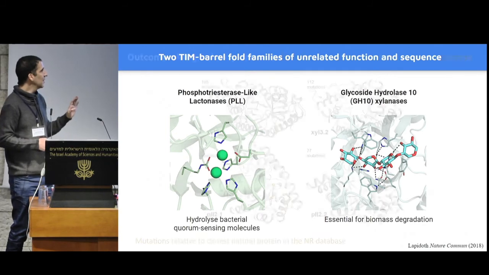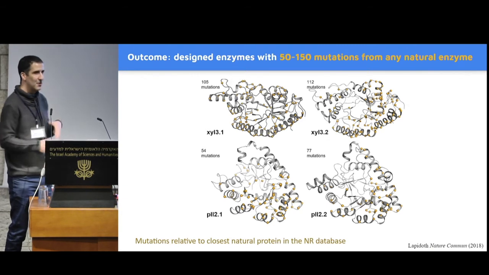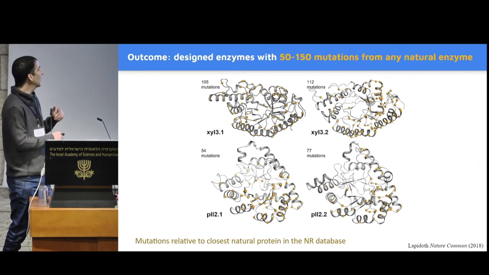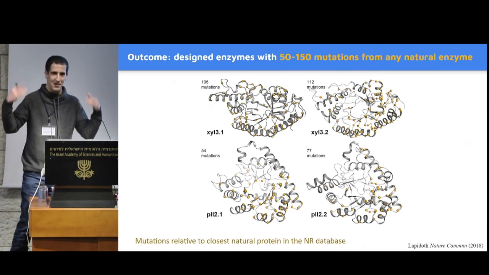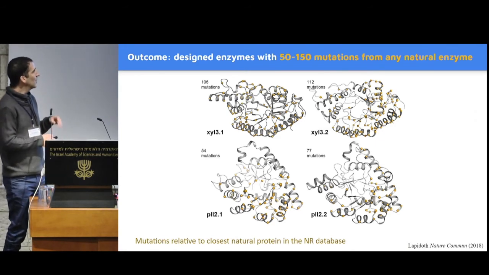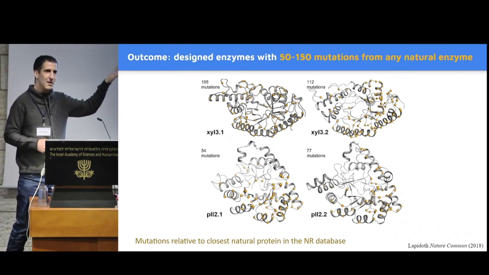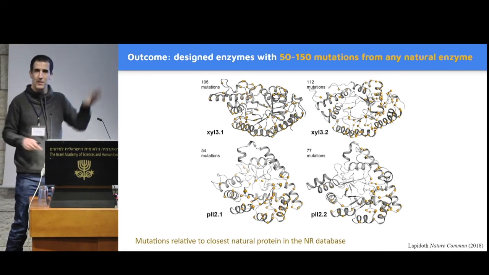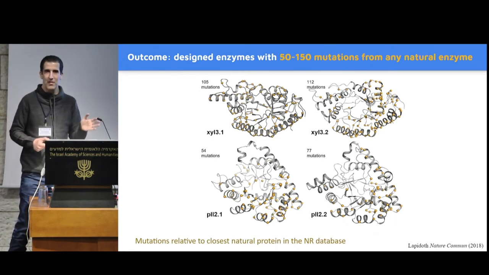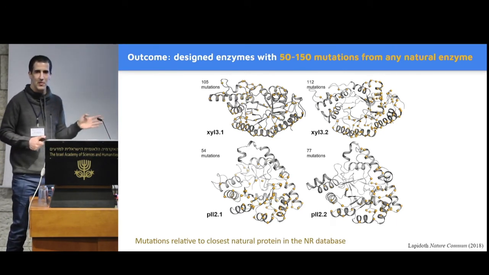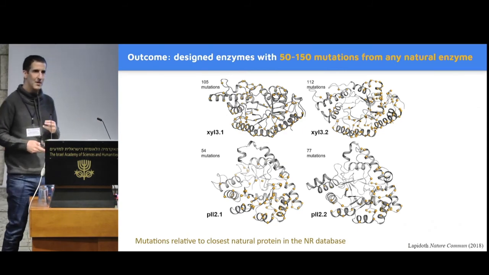If you look at the designs coming out of the design strategy, what you see is that they contain many, many mutations relative to the closest natural homolog, typically 50 to 150 mutations. And there are many gaps between, again, the designs and any close homologue. One of the reasons why we chose xylanases and PLLs for the study is that for both of these, there are well-established medium-throughput assays to improve these designs. And we thought that, similar to all previous enzyme design studies, the designs that will come out of the method will be sort of mediocre and that we would need to carry them through in vitro evolution.